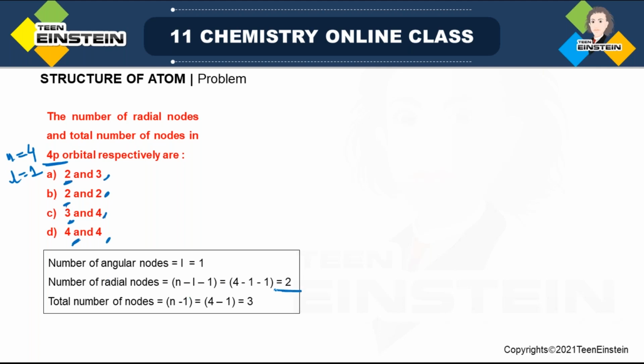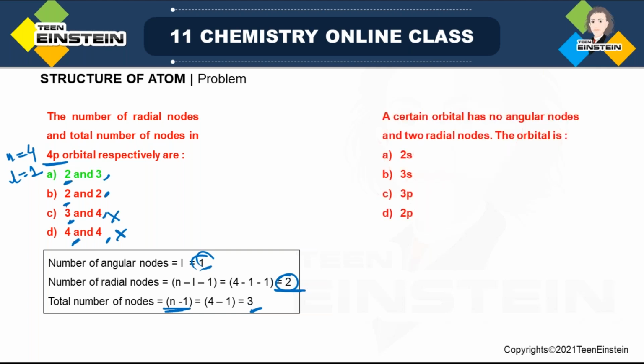The radial node formula we know. This is radial node 2. That means these two you can cancel because 3 and 4 are there. And as this is the angular node, if you add these two, then you will get 3. Or you can simply use the formula n minus 1. It doesn't matter, same thing. So the answer should be 2 and 3. That is option A.